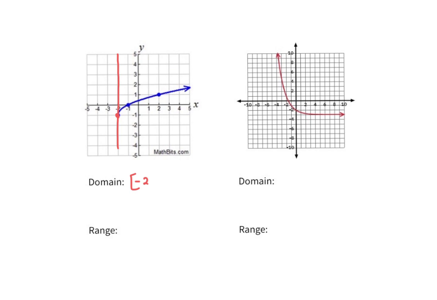And then for how far right our graph goes, as we can see, our graph continues on forever in this direction, which means that it's going to go on to infinity. So that means my domain is going to go from -2 until infinity. And since infinity is not a number, we're always going to use a parentheses with infinity.